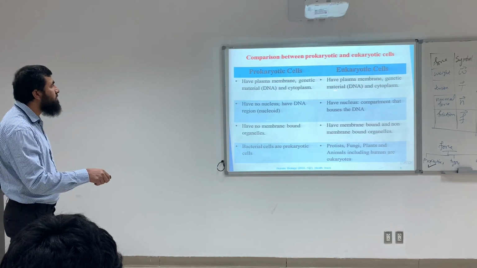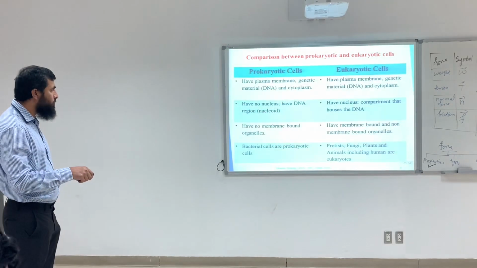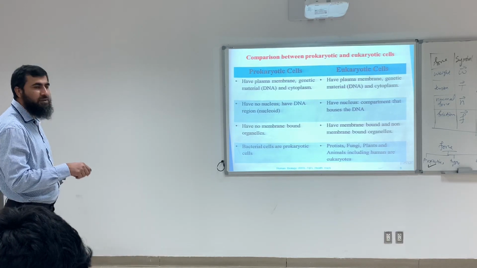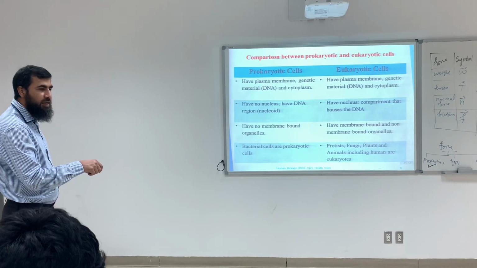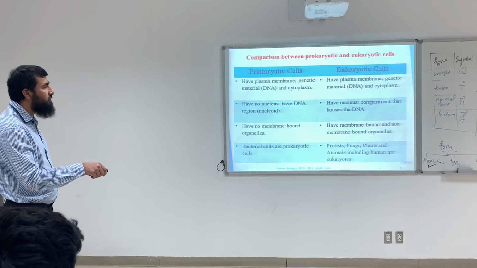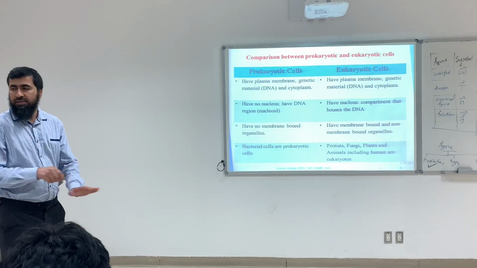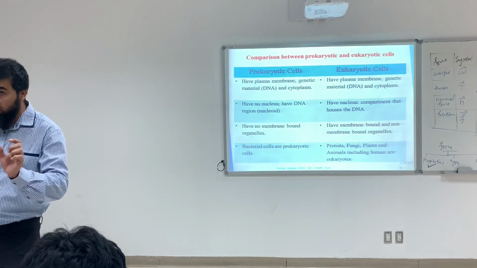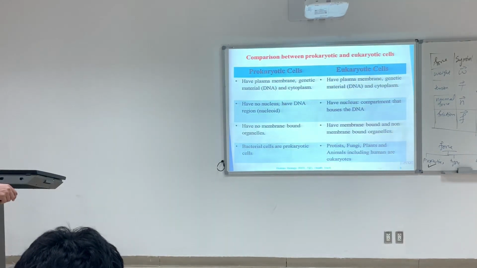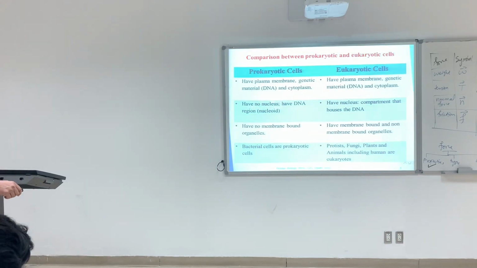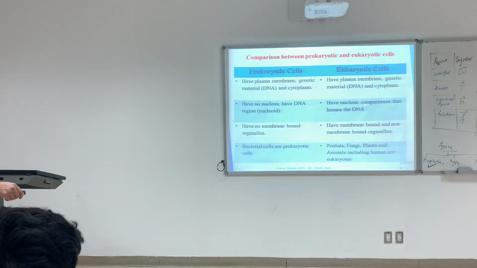Now, in the first row, we see that they have similarities, okay? They both have a plasma membrane, they have DNA, genetic material, and they have cytoplasm. So prokaryotes and eukaryotes are similar in that sense. So make sure you know the similarities. What about the differences? They have DNA, but no nucleus. Remember that, okay? What about the DNA here?